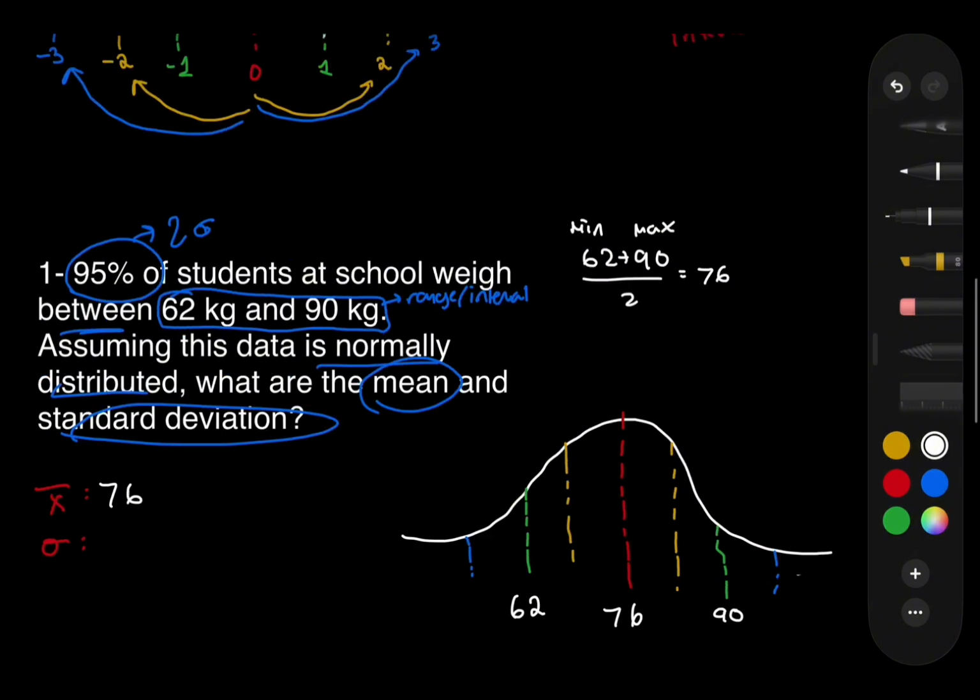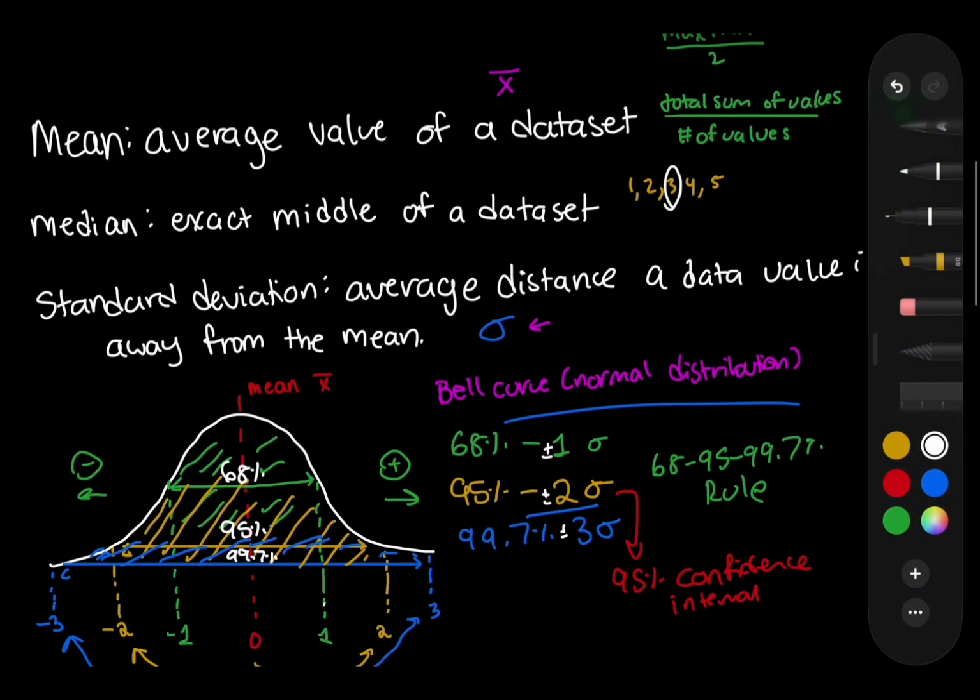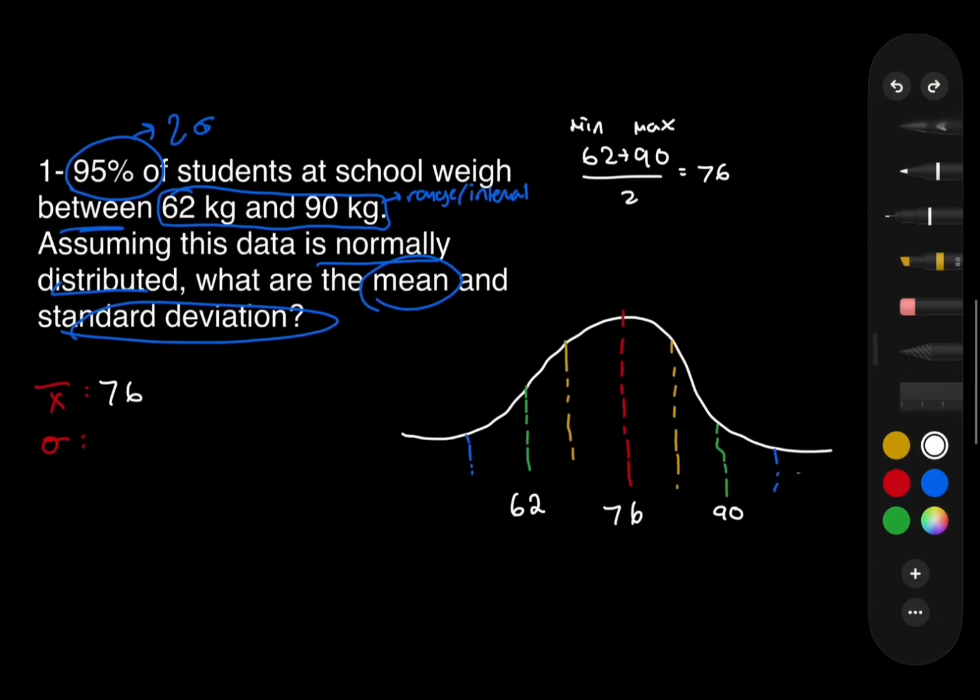Now, if we look back at our definition, standard deviation is the average distance a data value is away from the mean. And again, average is exactly the same thing as mean. And it's saying how far a data value is from the mean. So in this case, our data value is 62 and our mean is 76. Now we have to find the average between these two to find what's here.